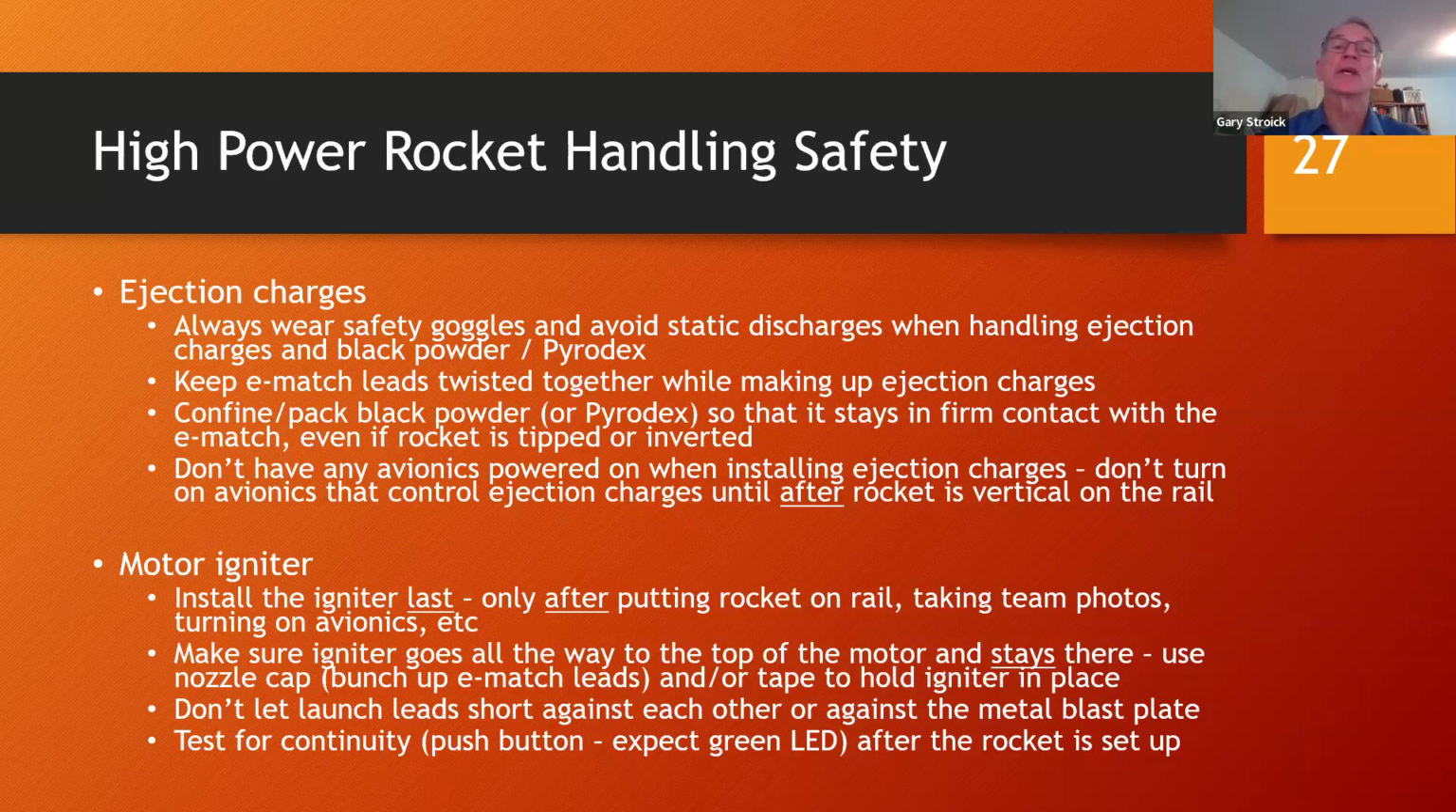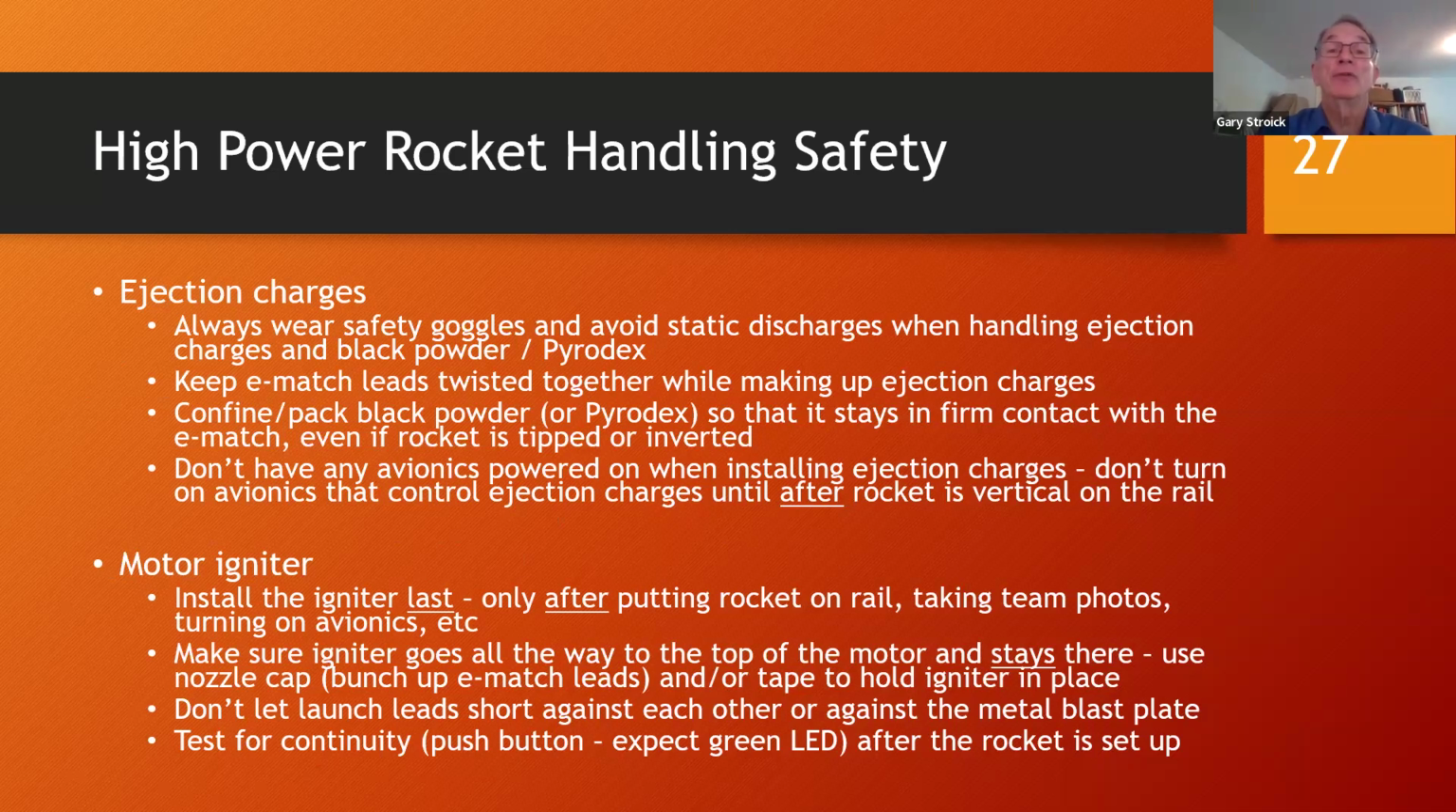So you want to do things like short out E-matches by twisting the open wires together, making sure that they can't have a current going through them. Also, when you build your charges and put them in the rocket, make sure that they're going to work. In order for them to fire, those E-matches have to essentially be in contact with the black powder.